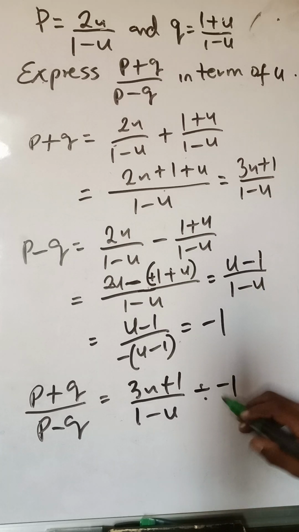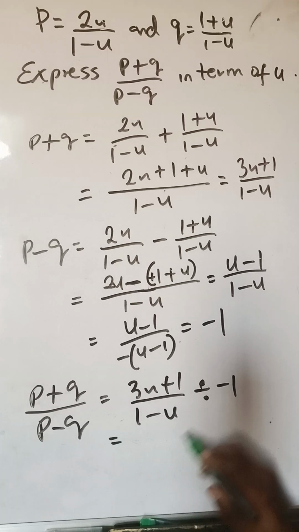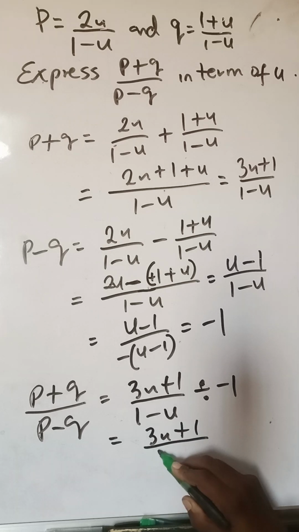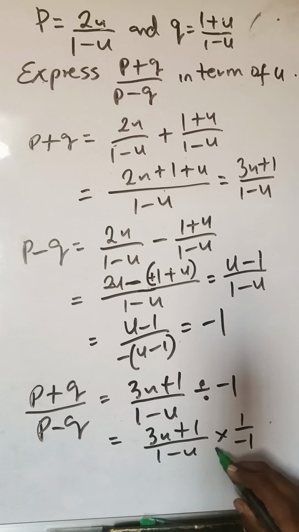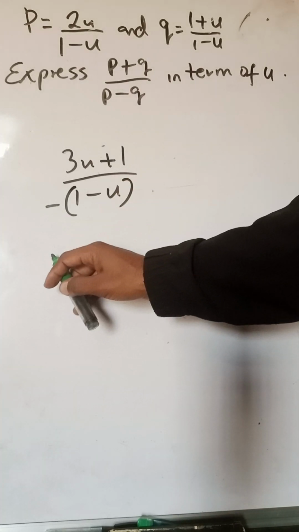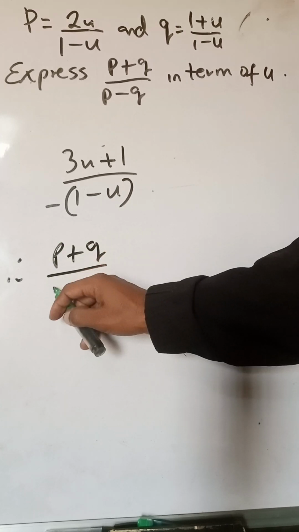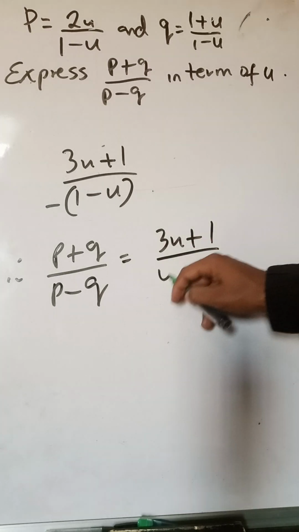But preferably, as someone who is advancing in maths, you could just go on with your minus 1 and know that it is 3U plus 1 over 1 minus U times 1 over minus 1. 1 over minus 1 is the same thing as minus 1. They are still the same thing. But then I want it to affect the denominator. And as such, now here's what we have. I could just say, therefore, your P plus Q over P minus Q is 3U plus 1 over U minus 1.